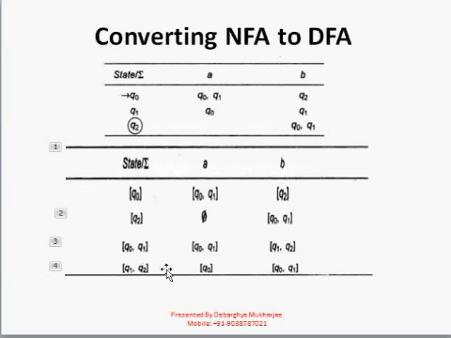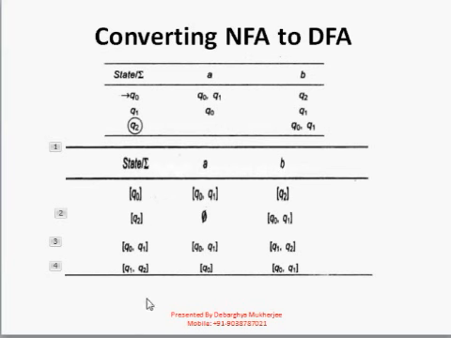Now if we apply B over Q0, then we are getting Q2. And if we apply B over Q1, then we are getting Q1. So we write it down Q1, Q2. So this is a new state for us. Now we have to make the rule for it. So we write it down Q1, Q2.